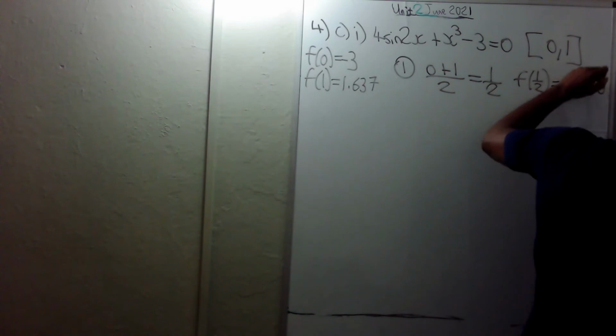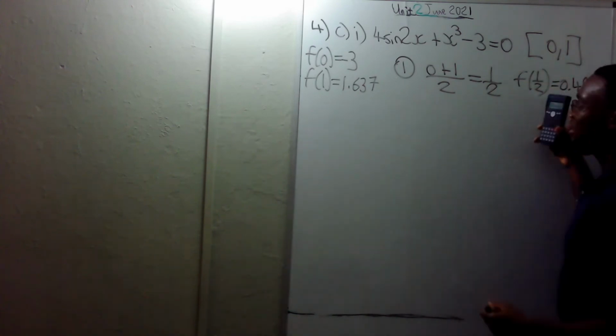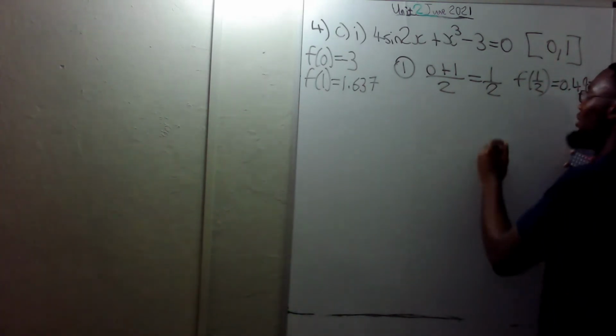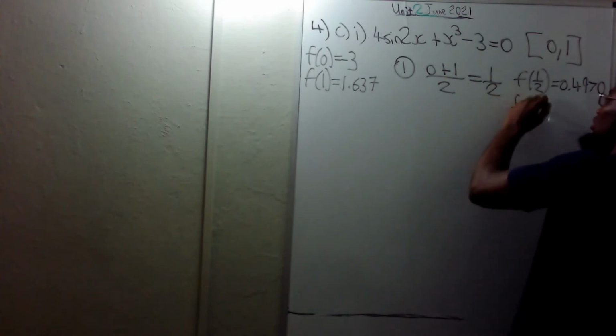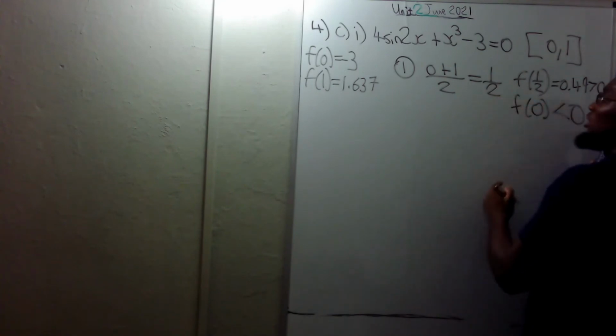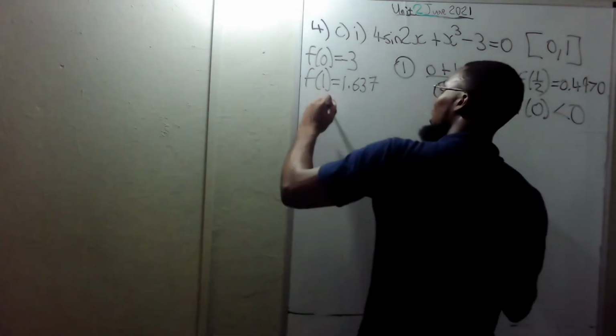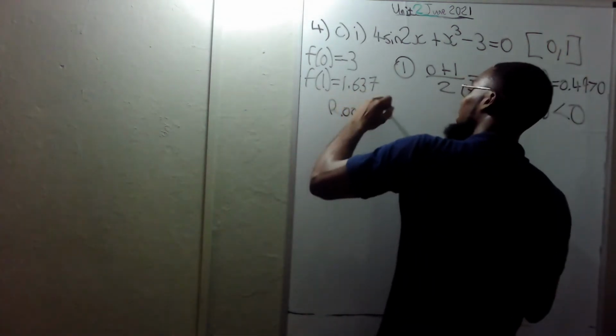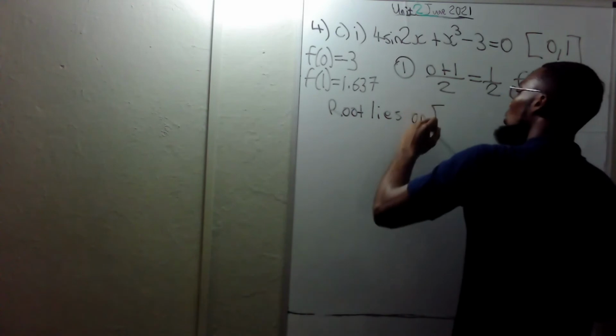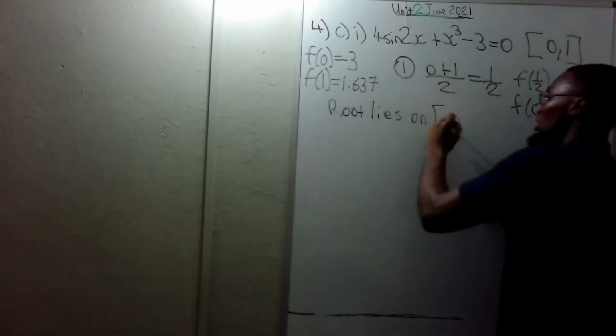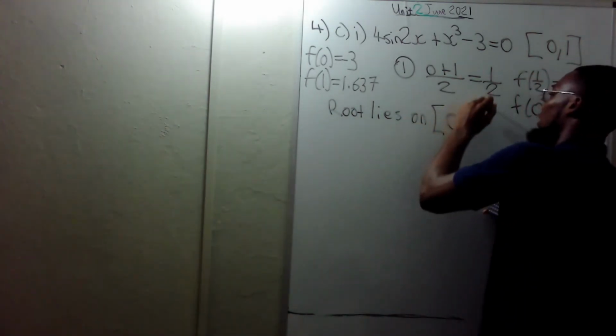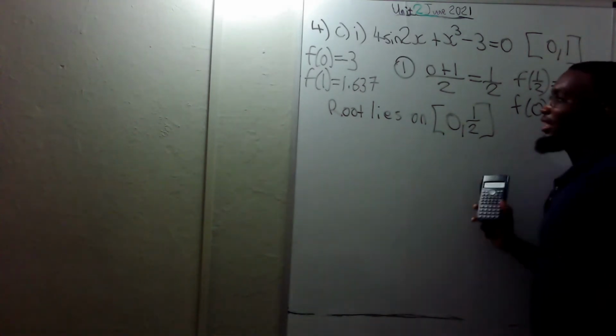0.49, which is greater than 0. Now, since this is greater than 0, which one is less than 0? The f of 0 was less than 0. So from this, we can say the root lies between 0 and a half. That was using the first bisection.